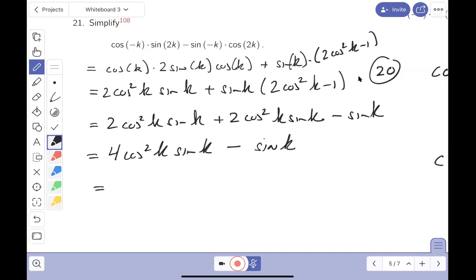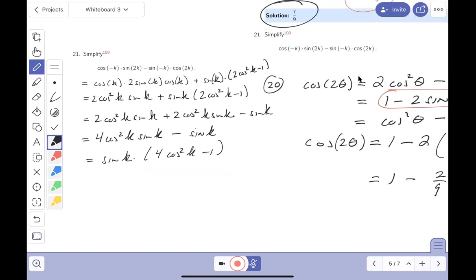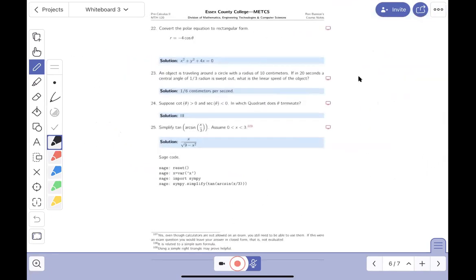Let's keep going. Who knows where it's going to go? Sine k times 4 cosine squared k minus 1. I guess that is simpler. I don't know if that's our answer though. I'm going to look at it. I'm going to go to the next page and see what they got. I'm going to pull it over too.